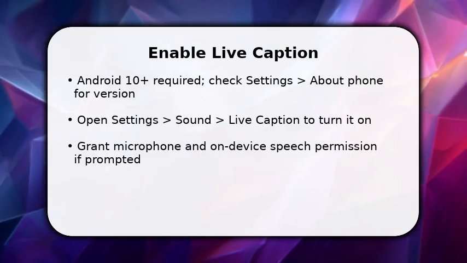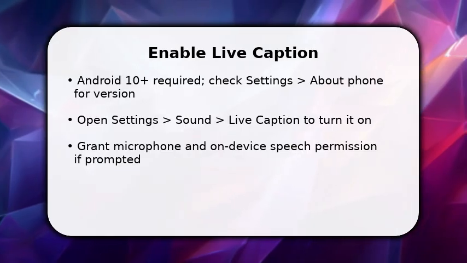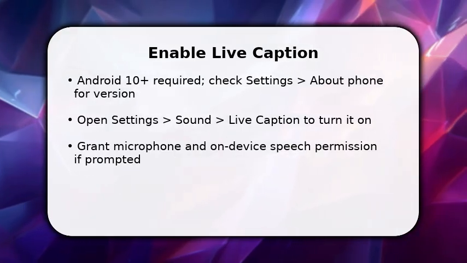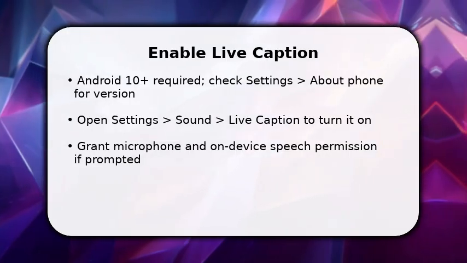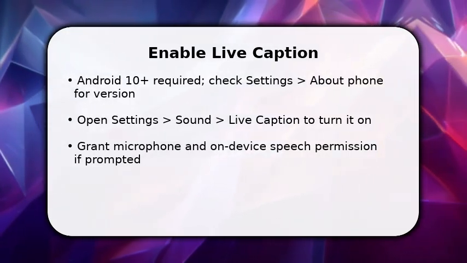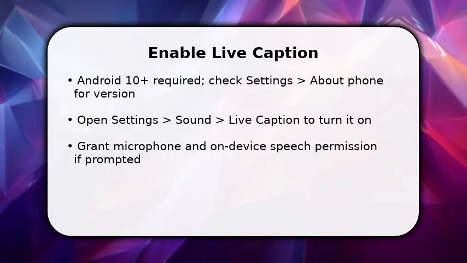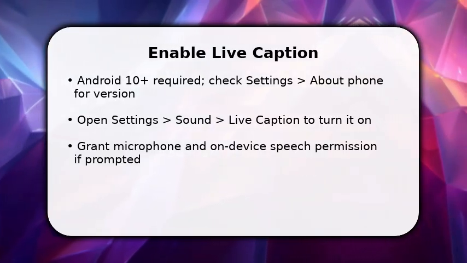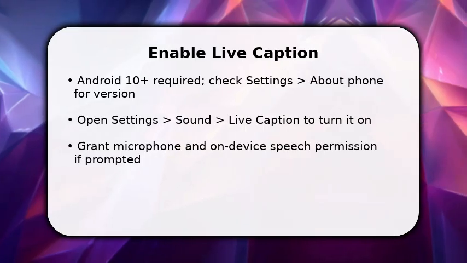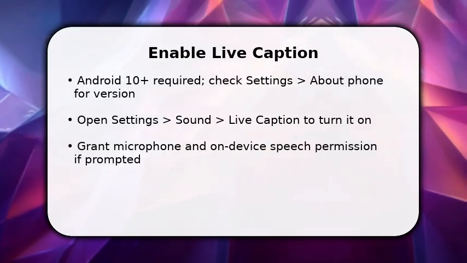You're going to enable live caption now so captions appear for any audio. First, confirm your phone runs Android 10 or later. The feature is built in. Open Settings, go to Sound and tap Live Caption. Turn the toggle on and accept the on-device speech processing permission. This keeps captions private and fast. Once done, test by playing a video or voice message.